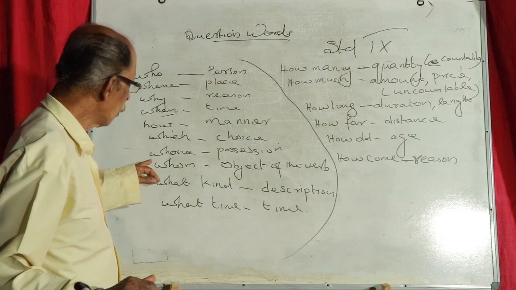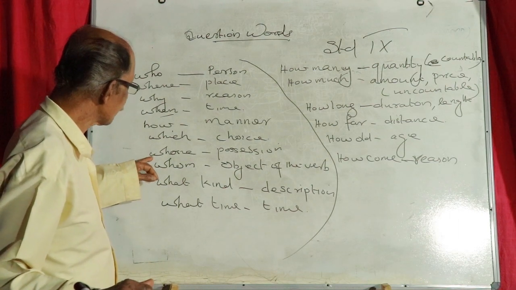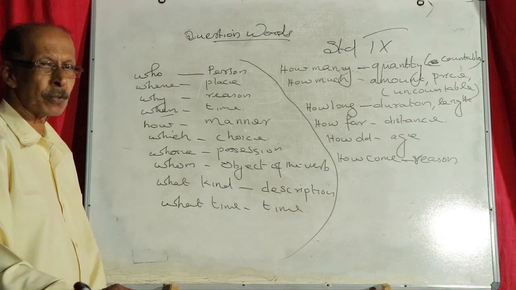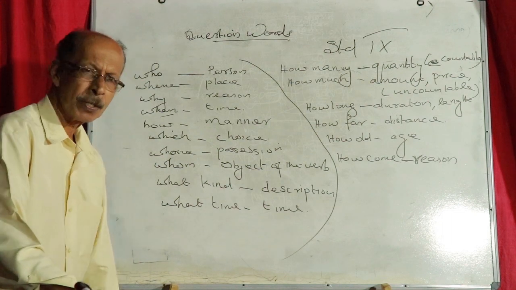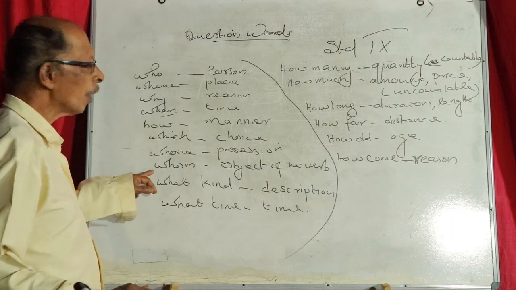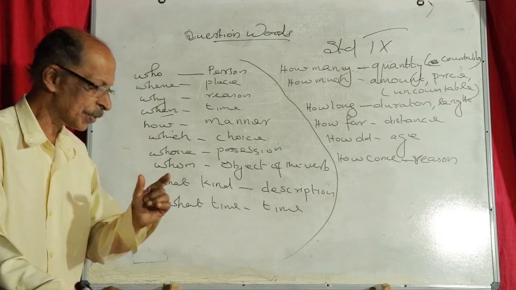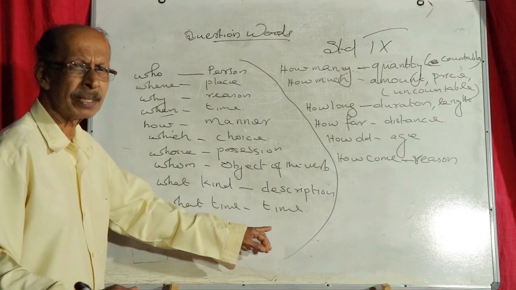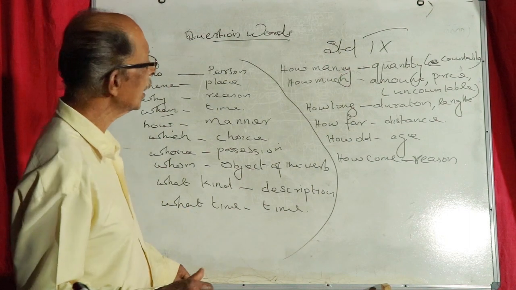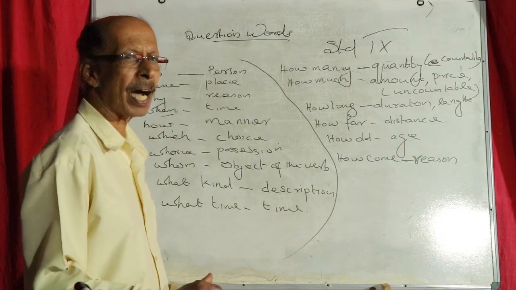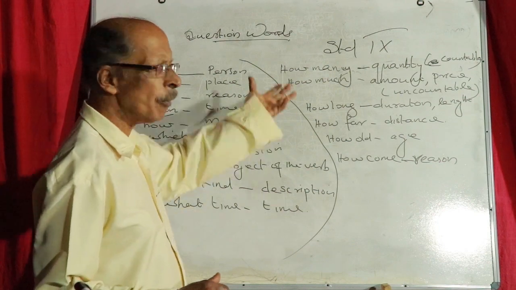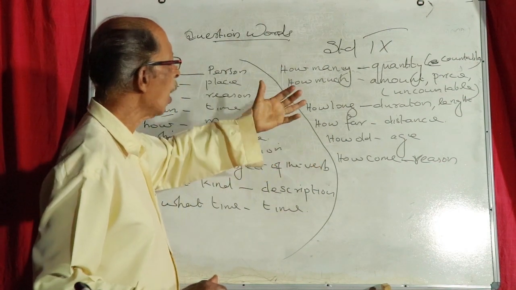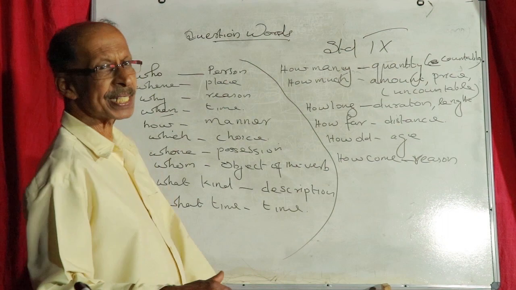Okay. Then, whose, possession. Whose book is this? Whom, object. Whom do you like to see? Okay. What time? That is also time. What time did you come here? How many? It shows quantity. How many brothers have you? How many sisters have you?